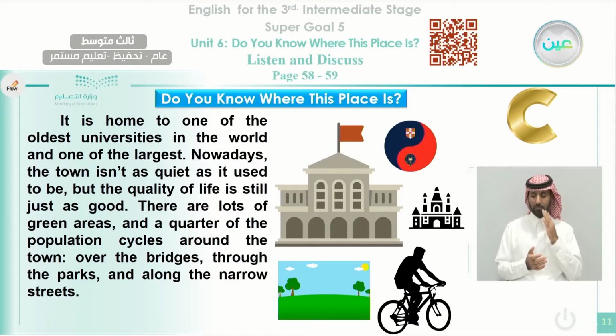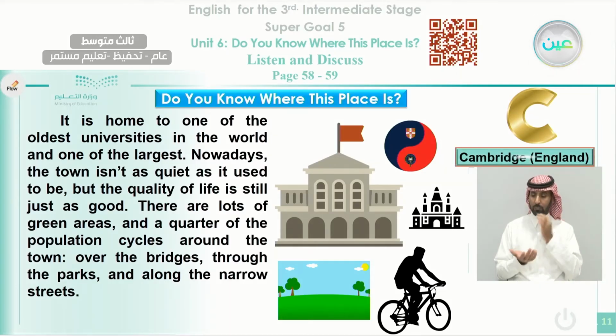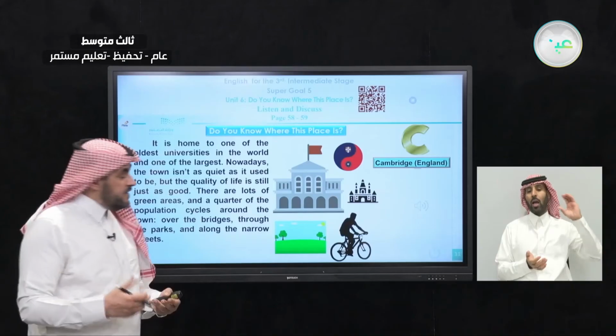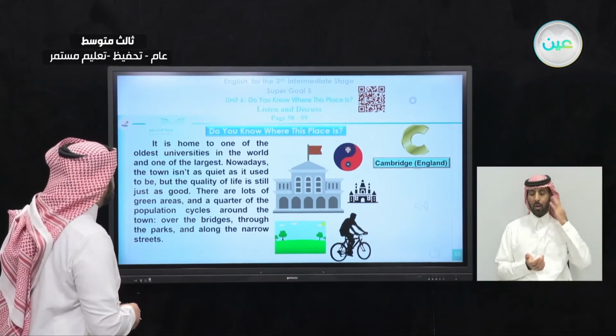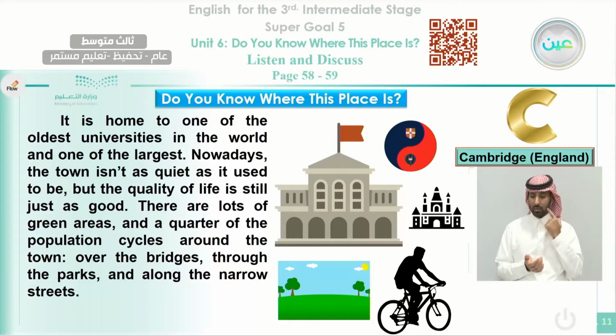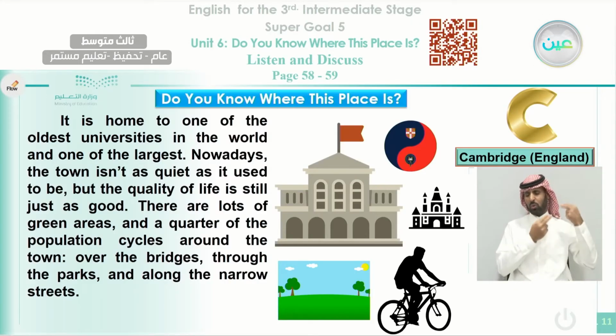Okay, do you know what this city is? This is Cambridge. It is in England. It is home to one of the oldest universities. You know that Cambridge is a very famous and old university in the world, the oldest one in the world, and one of the largest.